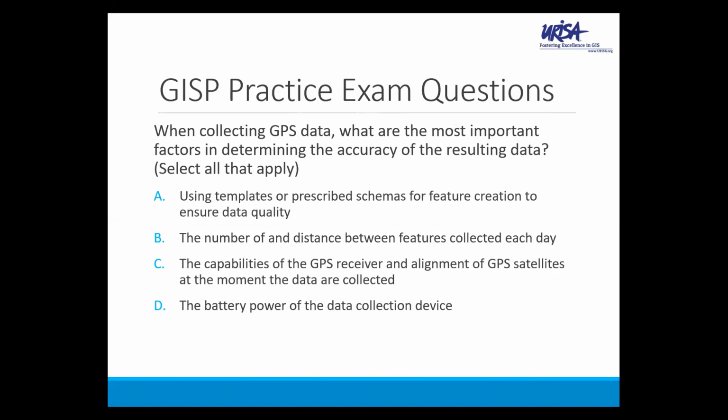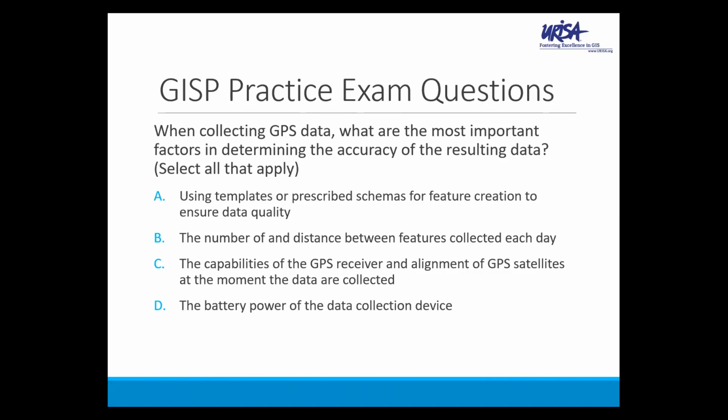And the very last one: when collecting GPS data, what are the most important factors in determining the accuracy of the resulting data? Well, using templates and prescribed schemas for feature creation to ensure data quality, that's certainly an important factor. The number of and distance between features collected each day. Again, that may be an important factor determined by the position of satellites, PDOPs, and things like that. So that may play a role.